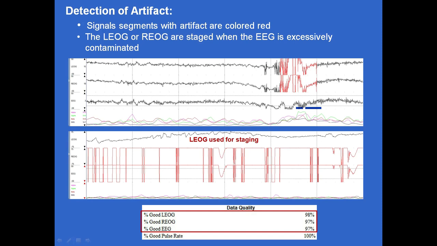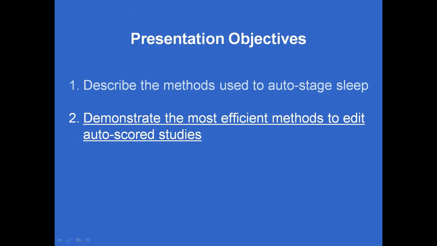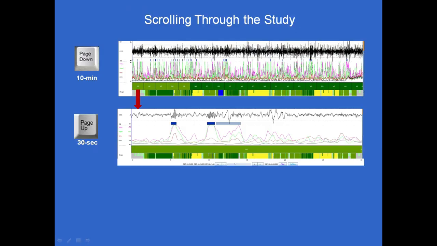When artifact is extensive in all 3 channels, the epoch is staged invalid. The percentage of good signal quality for each channel is provided at the bottom of the graphical report. Next, we will demonstrate the most efficient means to apply these rules to technical editing of the auto-scored records. A number of features are provided to speed up the editing process.